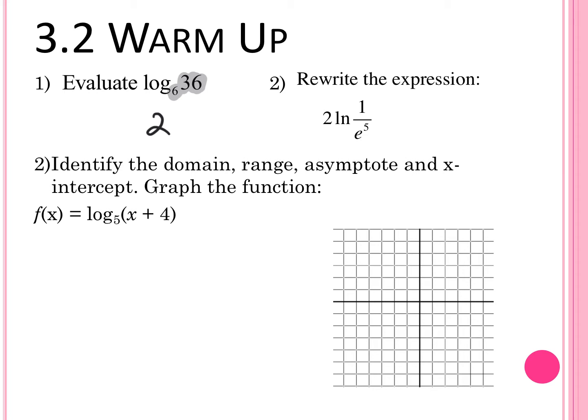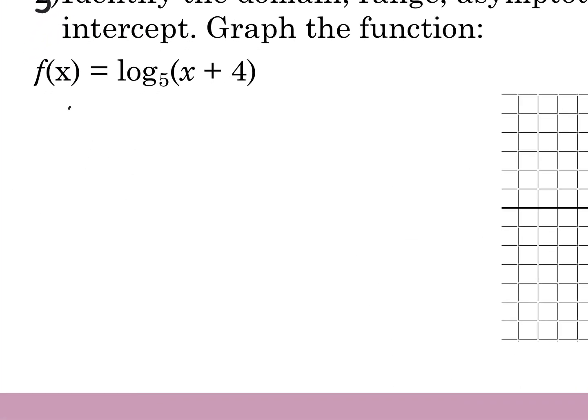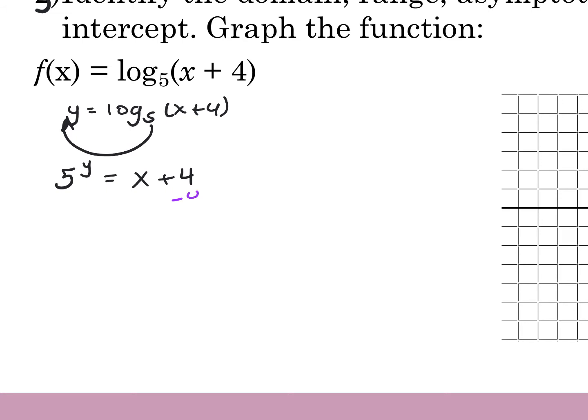For 2, that's ln. We're going to come back to that because we didn't finish the notes for ln. For the second 2, which is really 3, identify the domain, range, asymptote, and x-intercept. So now we're dealing with graphing logs. We said the first thing that we would do is change the f of x to the y. Then we're going to convert this into exponential. So the 5 picks up the y, drops off the log, leaving the x plus 4. And then I would subtract the 4. So I have 5 to the y minus 4 equals x.